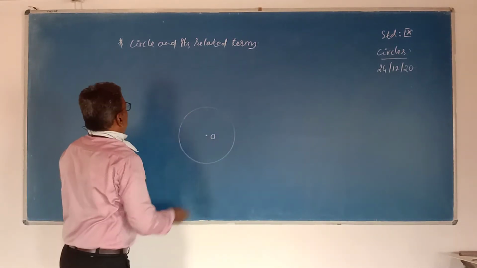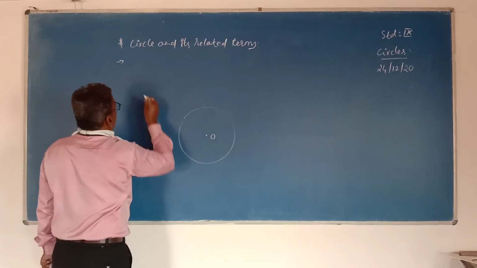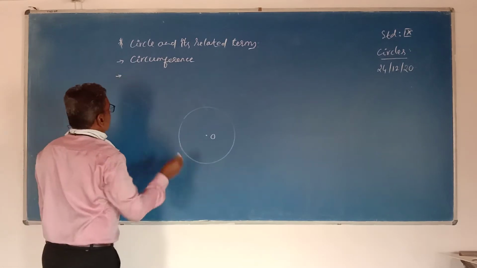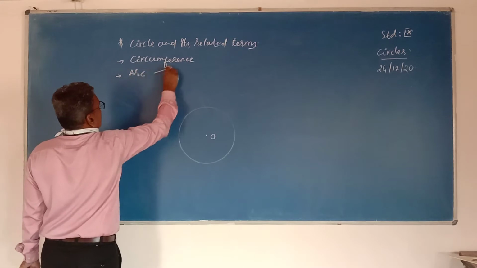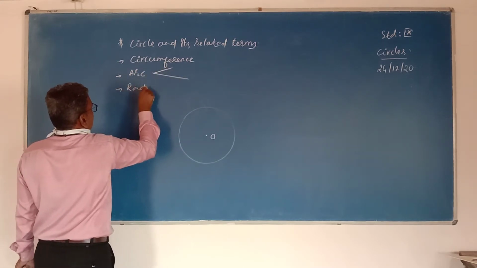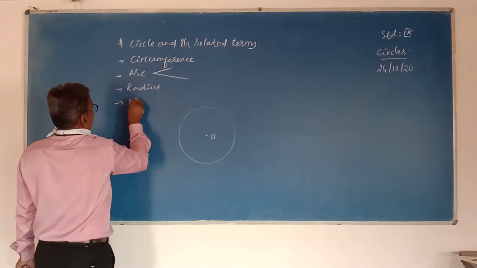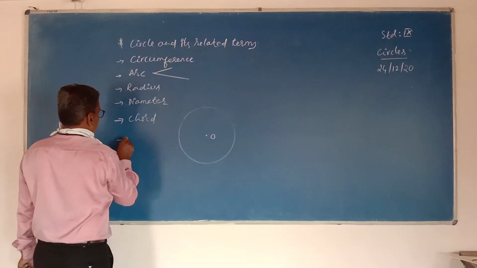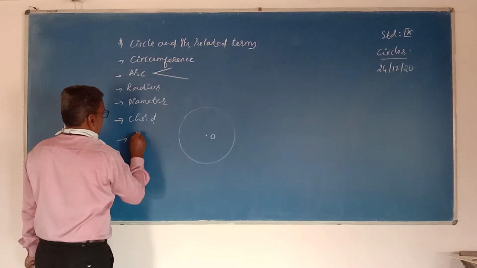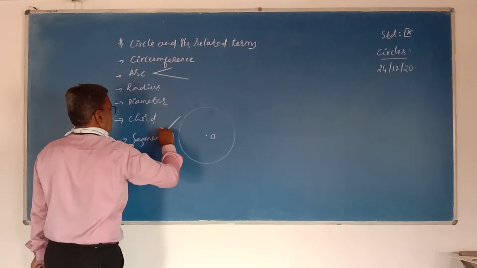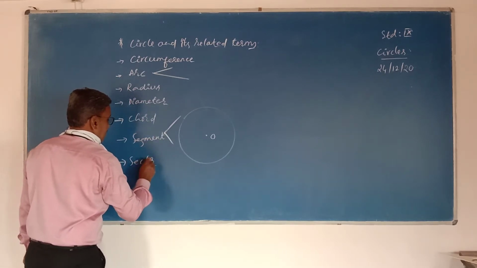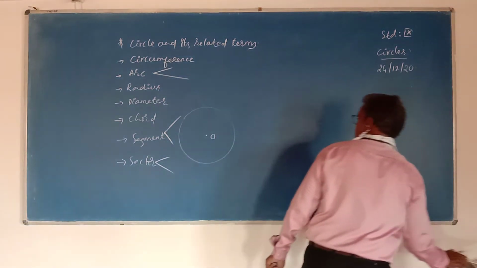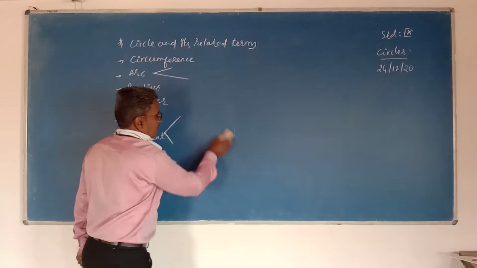So what are the related terms? The first is the center of the circle, O, then the circumference. The second is the arc, the third is the radius, and the fourth is the diameter. The next is the chord, and the next are the segment and the sector. These are the terms related to a circle. Okay, so now we want to draw all of these in a circle.